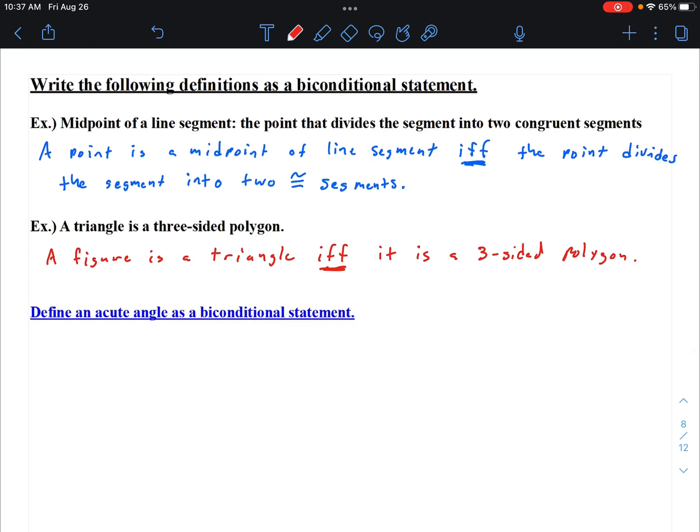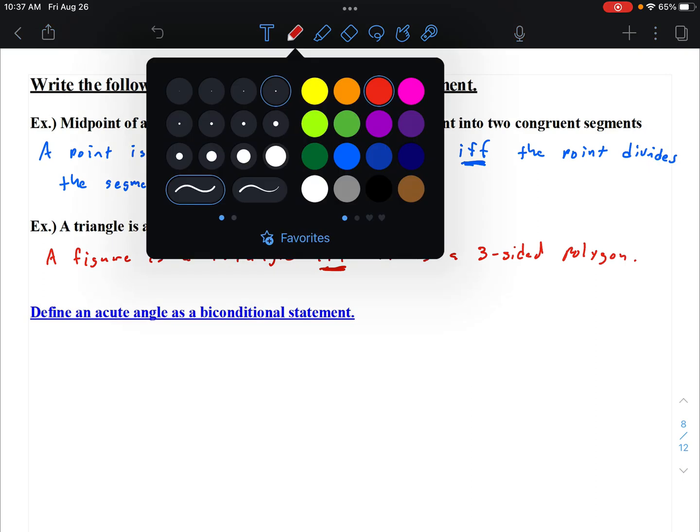So we'll do one more. You can try this one on your own if you'd like to give it a shot. Pause the video. Otherwise, I'm going to go in and just write what I would have written.